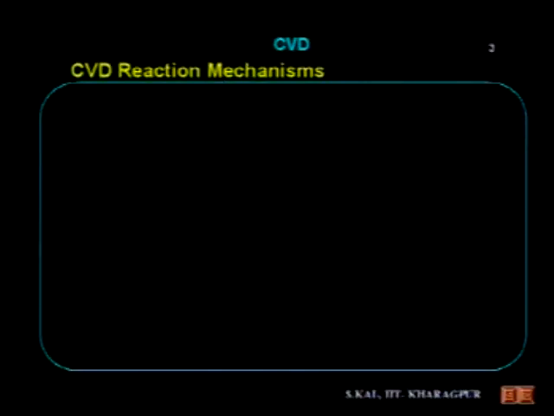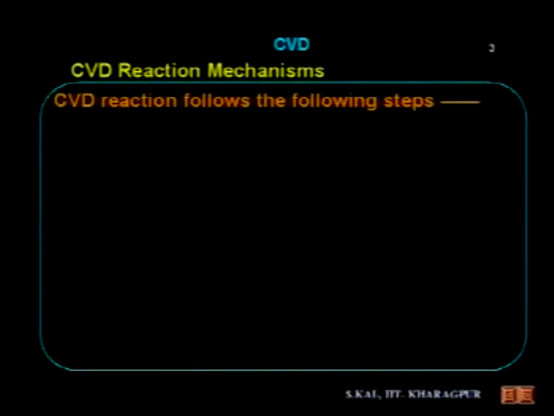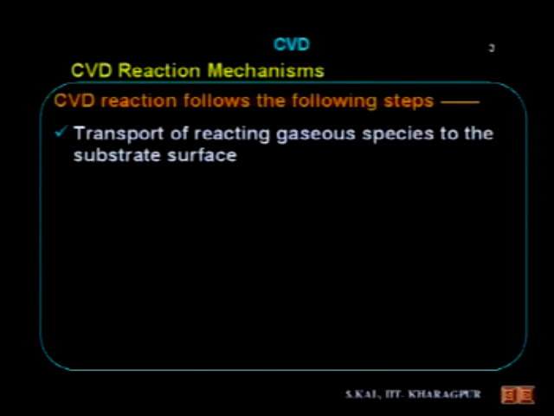Now, we discuss CVD reaction mechanisms. CVD reaction follows the following steps. Let us see them one by one. The first is transport of reacting gaseous species to the substrate surface, that is, transportation of reactant gases. And this transportation must be well controlled.